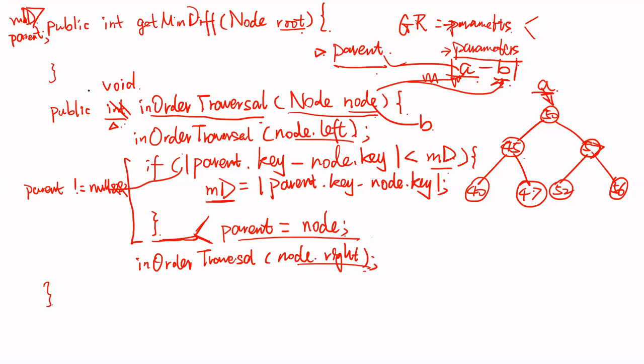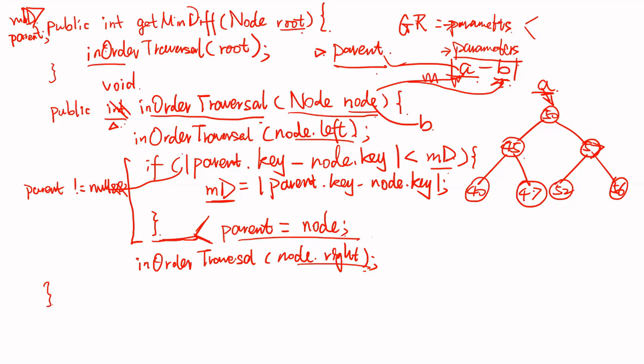I haven't fully finished this yet. So you're supposed to call in-order traversal here and give it a parameter. The parameter should start with the root. Then there should be another line that returns the MD in the end. So it returns an integer.